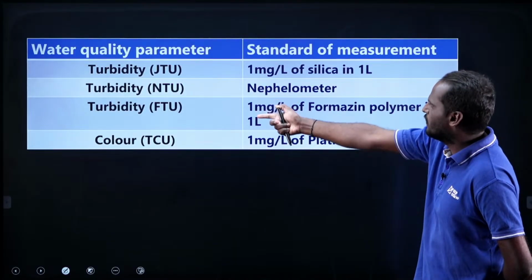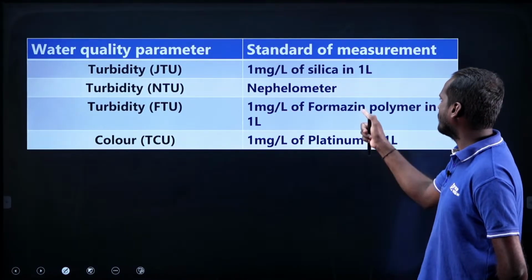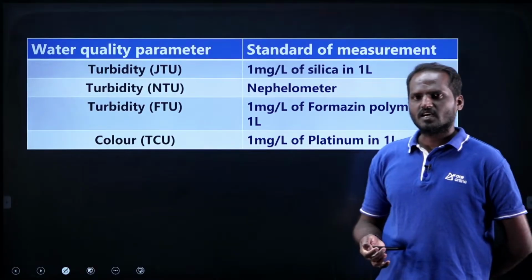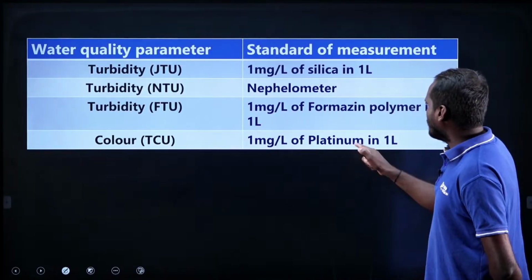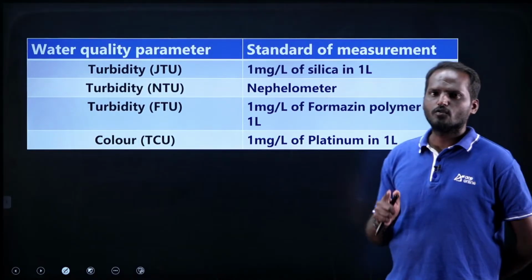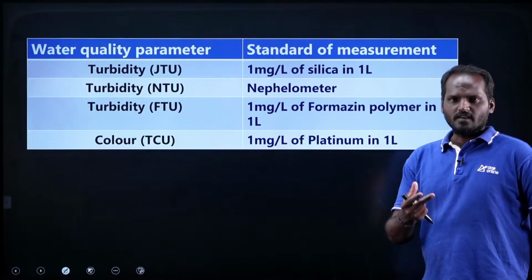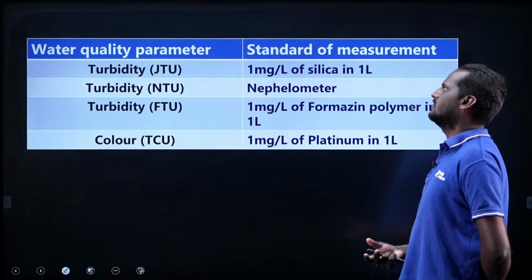The next one is FTU. Occasionally we represent turbidity in FTU also, formazine polymer in 1 liter. What is the color unit? We mix platinum as a chloroplatinate ion, right? That is the true color unit. With this you can quickly revise a few concepts of these standards.